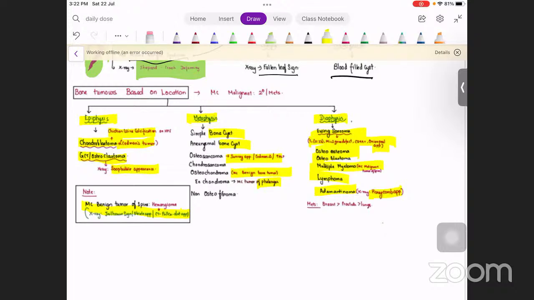Translocation of 11:22 and MYC2 gene defects, CD99 positive, onion peel appearance, Ewing sarcoma. And you have the honeycomb appearance on X-ray, adamantinoma. And you have the soap bubble appearance on X-ray, osteoclastoma. Chicken wire calcification on HPE or Codman's tumor, chondroblastoma.